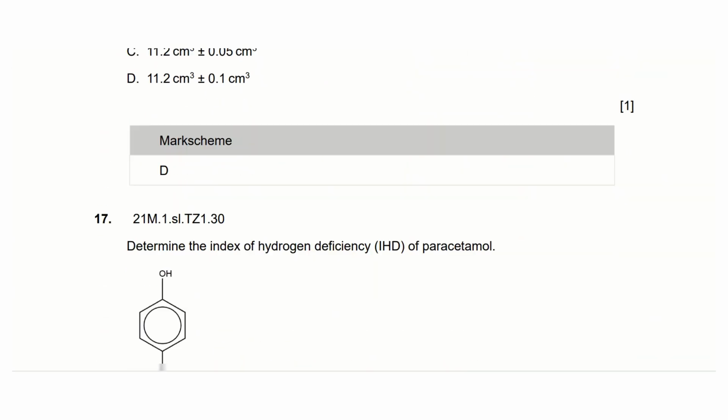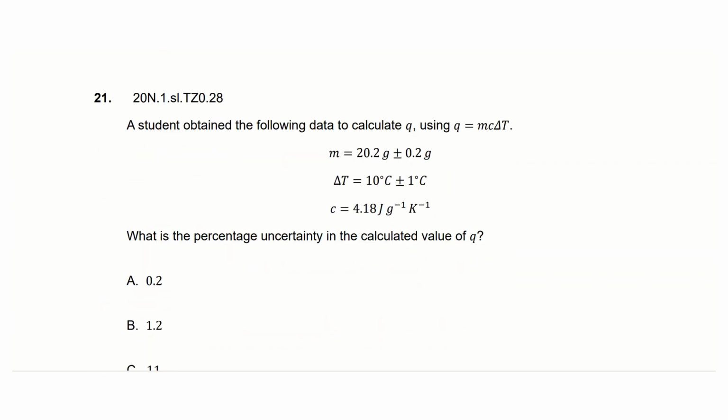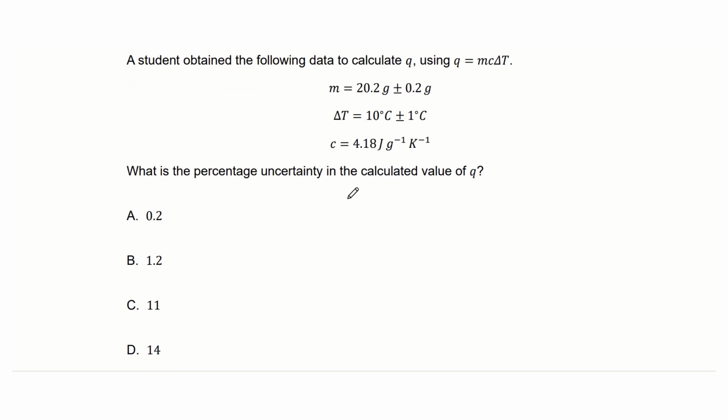I'm going to skip this question and this question because we've already done something similar. And I'm going to go to this question here. Okay, so to calculate this, I need to find Q. And so Q is going to be mc delta T. So when I do this calculation, I should get about 844.36 joules.